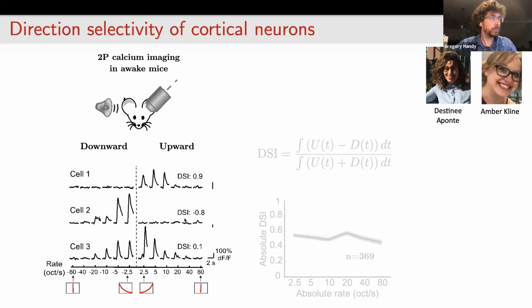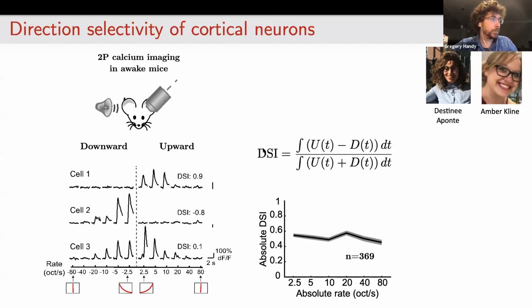So this leads to this index, the direction selectivity index, or DSI, with which we can characterize how strongly a neuron prefers either the upward or downward direction. That's just the integral of the upward direction minus downward, divided by the integral of upward plus downward. In terms of the ability of a neuron to respond to either upward or downward at various speeds, speed doesn't really come into play. A neuron is very good at preferring either the upward or downward direction across these different sweep speeds.